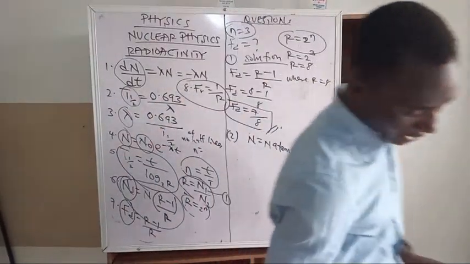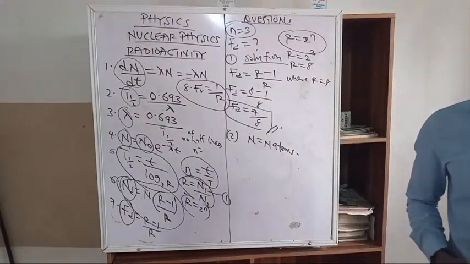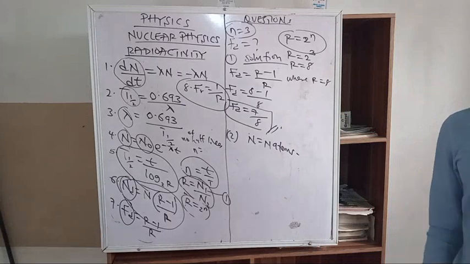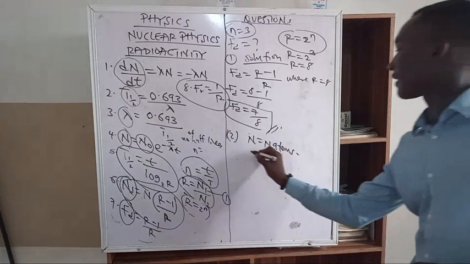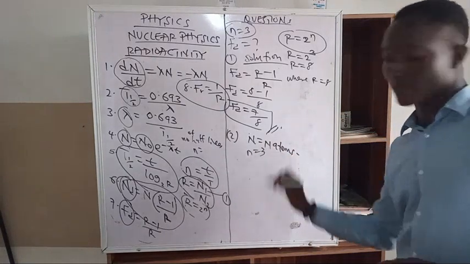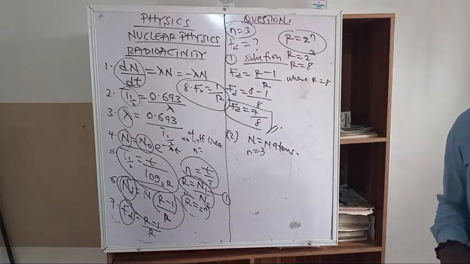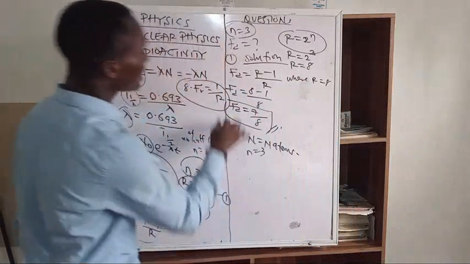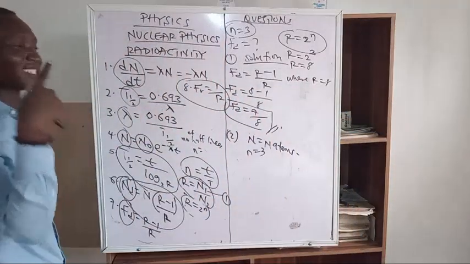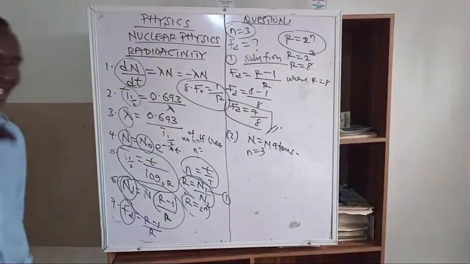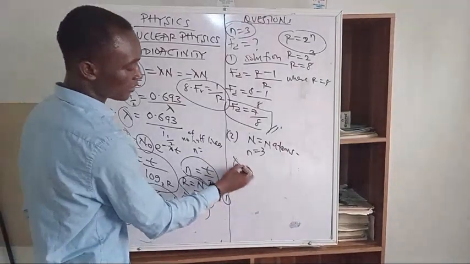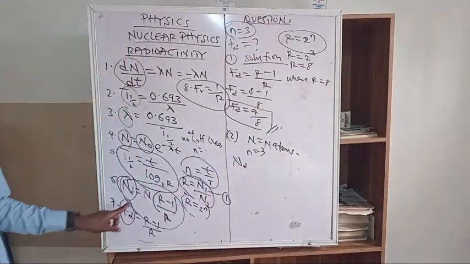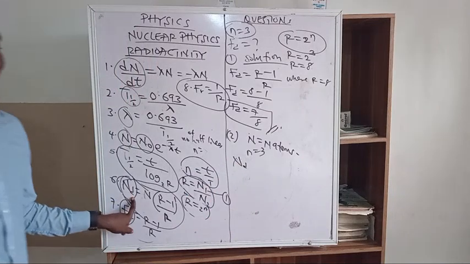Okay, so the next line: atoms. After 3 half-lives, so the number of half-lives is 3. The number of atoms that have disintegrated is dash. Here we calculated the fraction of atoms that is disintegrated, but this is talking about the number of atoms that is disintegrated, which is Nd. Nd is the number of atoms that have disintegrated according to the question.